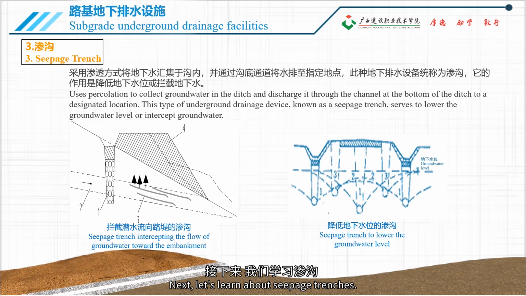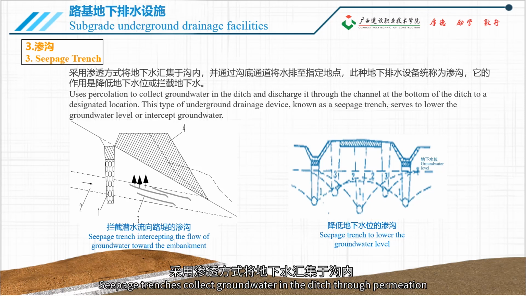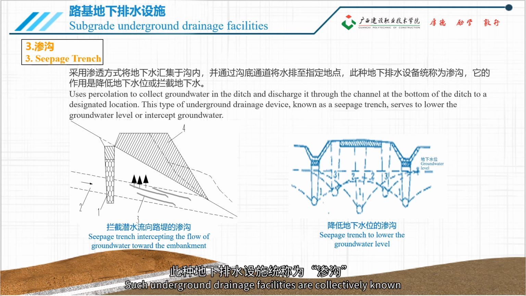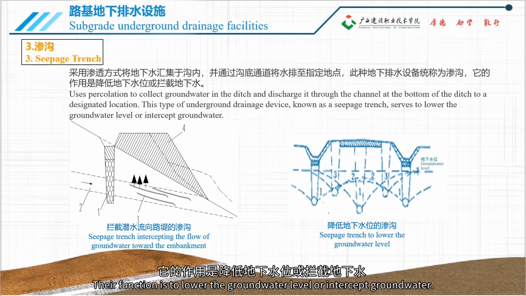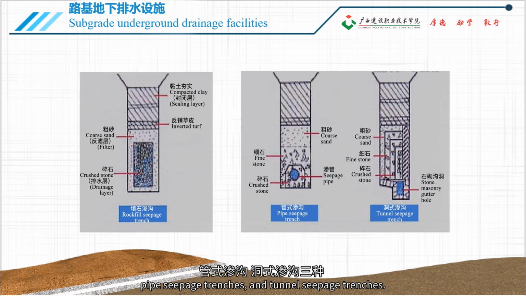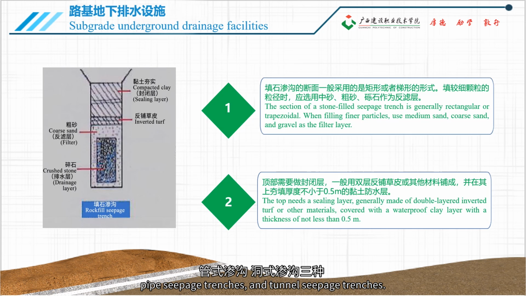Next, let's learn about seepage trenches. Seepage trenches collect groundwater in the ditch through permeation and discharge the water to a designated location through the channel at the bottom of the ditch. Such underground drainage facilities are collectively known as seepage trenches. Their function is to lower the groundwater level or intercept groundwater. The types of seepage trenches include rock-fill seepage trenches, pipe seepage trenches, and tunnel seepage trenches.